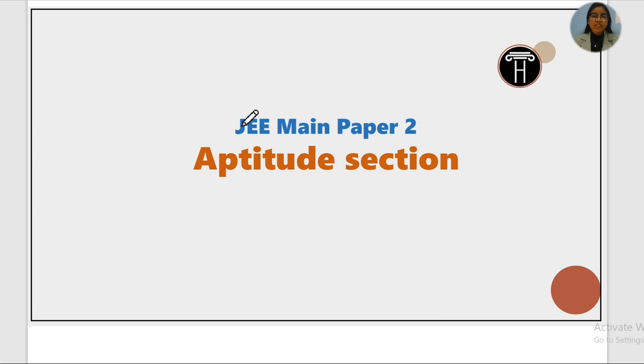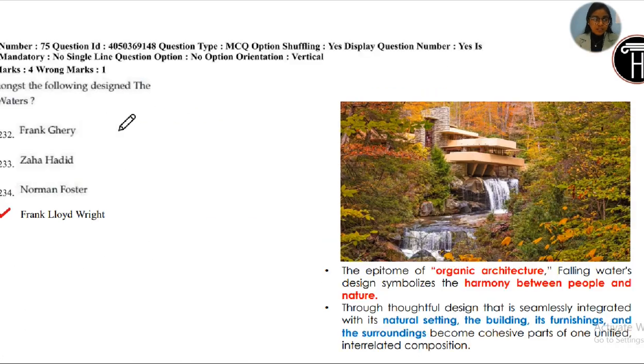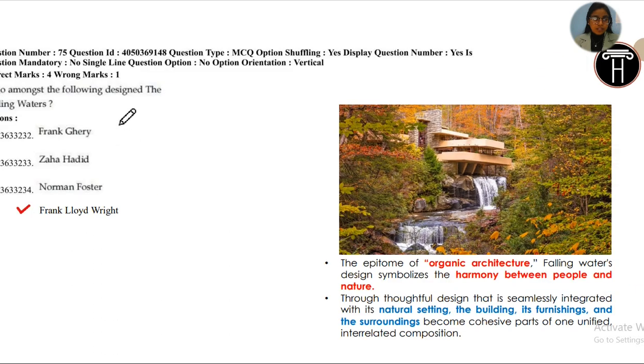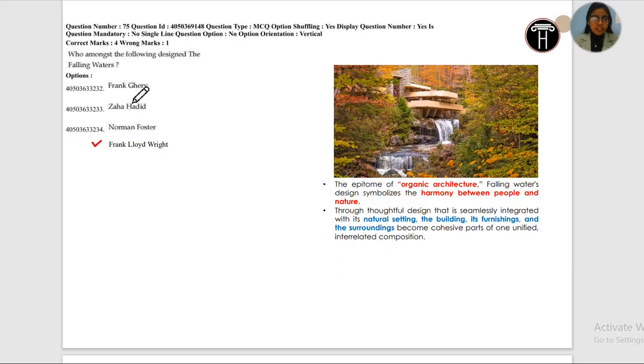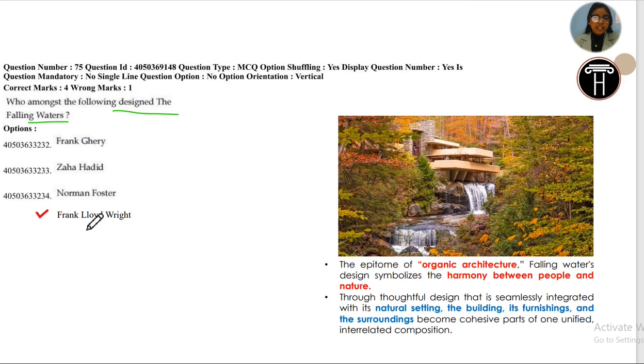So let's start with question number 1. Which amongst the following designed the Falling Water? So the Falling Water has been designed by the architect Frank Lloyd Wright. As you can see on the right-hand side, this is the image of the building Falling Water. The building is placed in between nature and is designed above the waterfall.